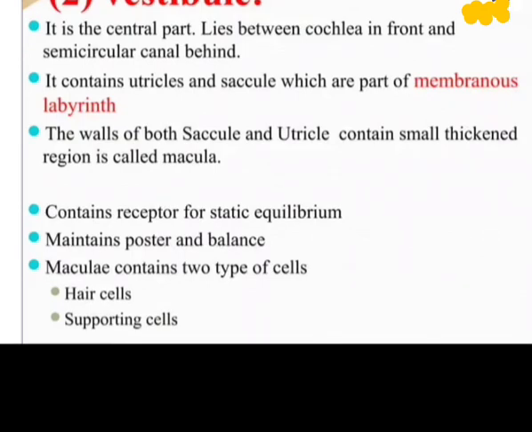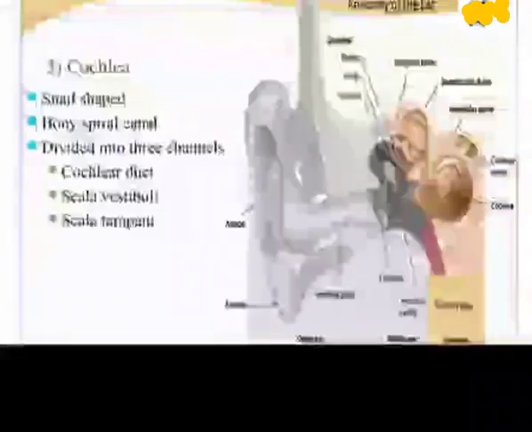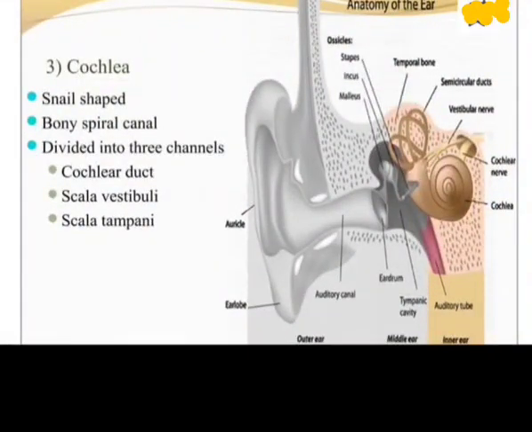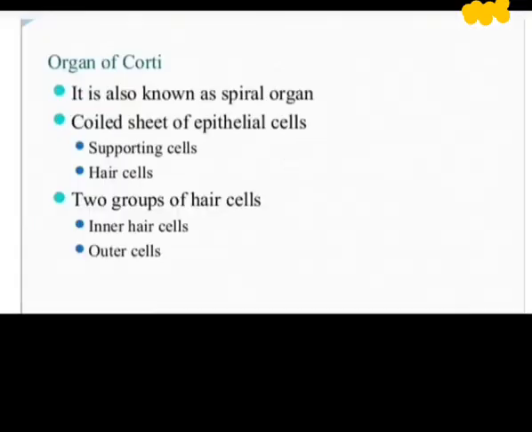The maculae consist of two types of cells: first is the hair cell and second is the supporting cell. First we will discuss the hair cells, and then we will discuss the supporting cells. The next part is the cochlea, which is snail shaped. It is a bony spiral canal, and it is divided into three channels: the cochlear duct, scala vestibuli and scala tympani. These are the divisions of the cochlea.